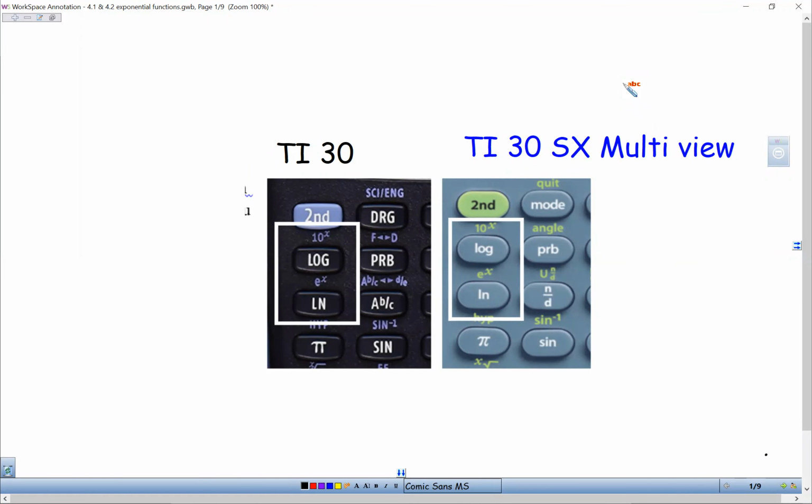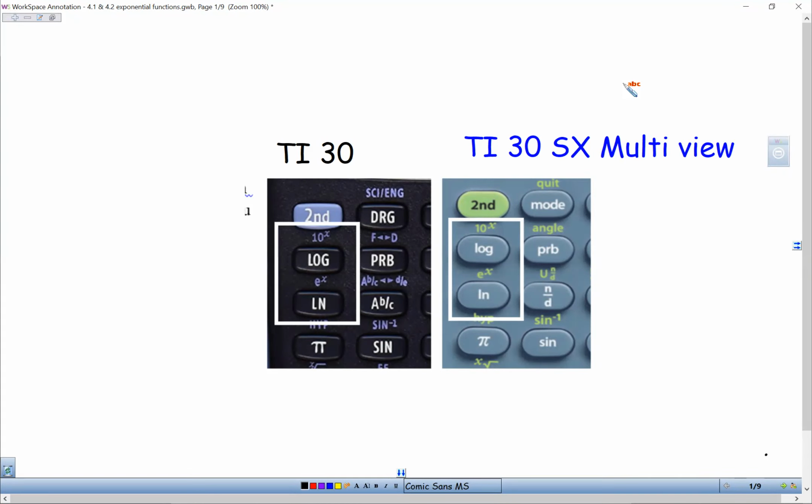Okay, folks, we are starting chapter 4, and chapter 4 deals with exponential as well as logarithmic equations, which are inverse functions. So before we get started, just a reminder here, these are the two calculators that I recommend or that I would suggest you have. Notice I've got two buttons highlighted here on each one. You will have to have a calculator that has these functions for this chapter.